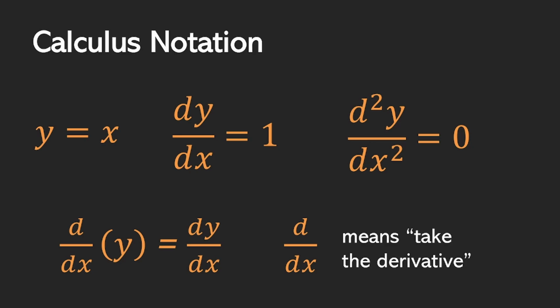So when I say d over dx of y or d dx of y, I'm saying you're taking the derivative of y, and that is equaling the slope of y or the change in y with respect to x. So that's what this reads here. Alright.